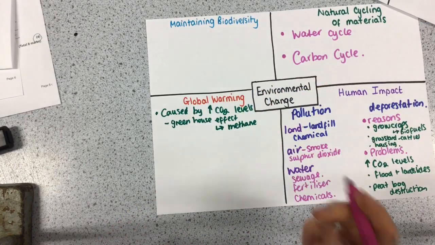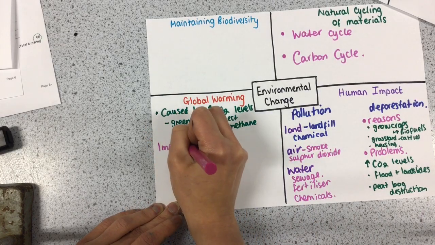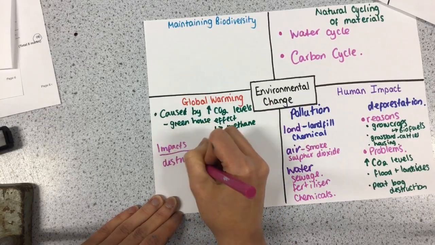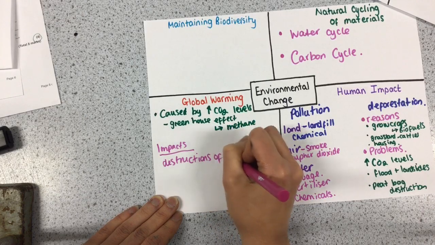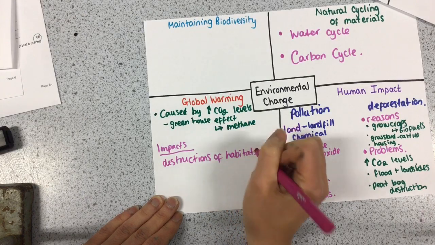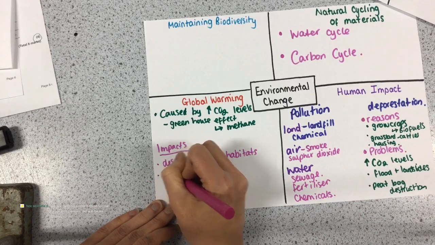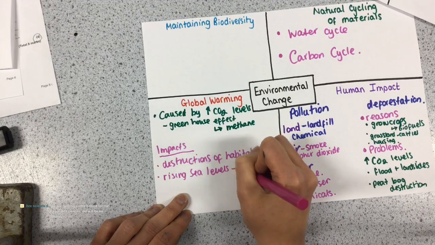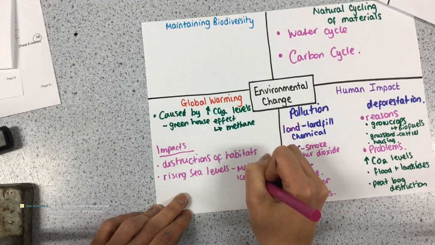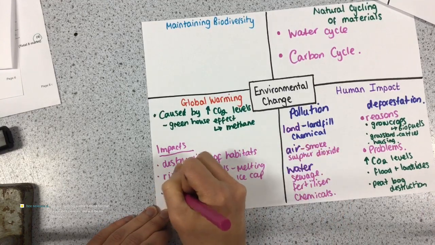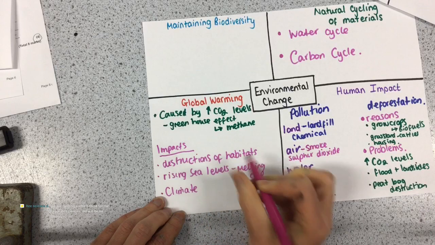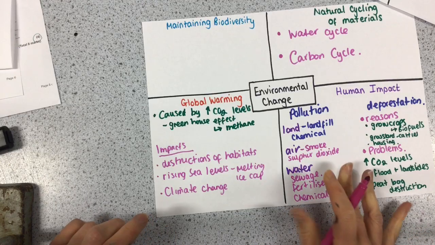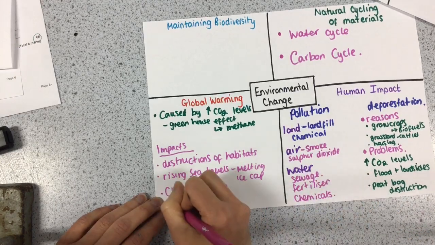Now it's the impacts that come up in this spec. And that is the destruction of habitats of animals. We've got rising sea levels from melting ice caps. We have climate change. Again, not to be confused with global warming. Climate change is long-term changes in the climate and weather systems. It can also lead to floods and droughts.